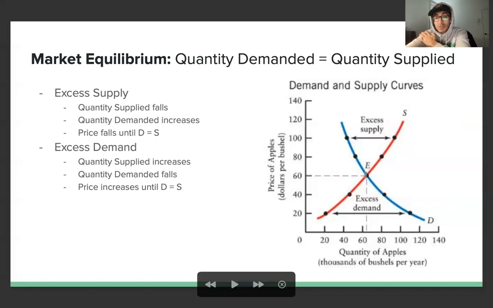The same logic goes for when we try to function below the equilibrium point. There's excess demand, let's say at the price of 20. This is the quantity demanded, this is the quantity supplied, and this would put an upward pressure on the price, which would force suppliers to increase their prices, and that would lead to a movement upward along the supply curve, and a movement upward on the demand curve until we reach point E.